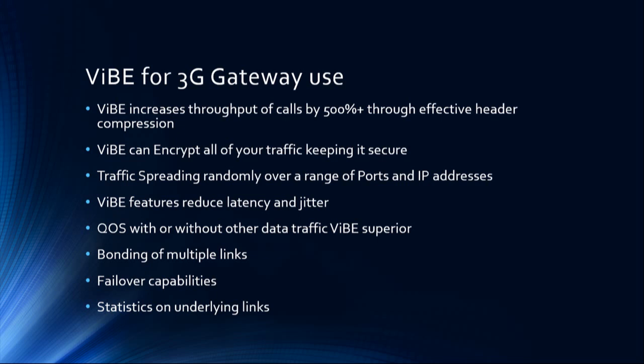ViBE delivers incredibly effective header compression, enabling 100 plus calls to be made simultaneously over 1 megabit of bandwidth, using G729 as an example. ViBE works with any codec and removes all of the extraneous header information, reducing the size per call in the case of a G729 call from around 43 kilobits per second to 8.1.